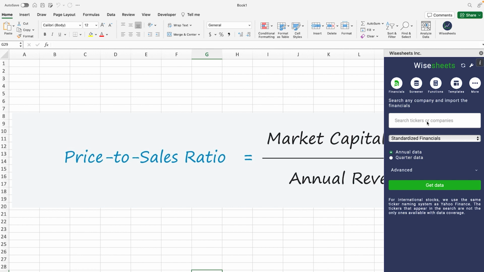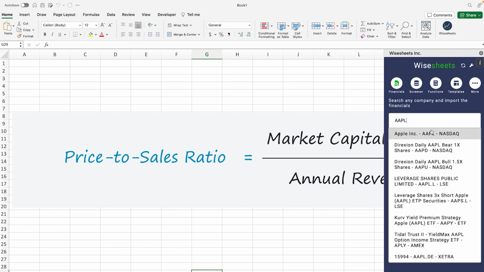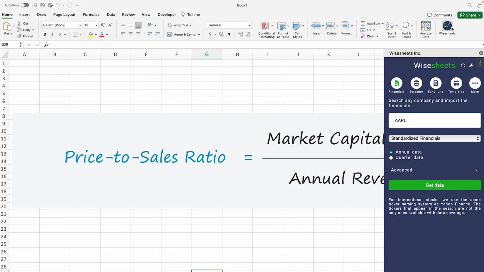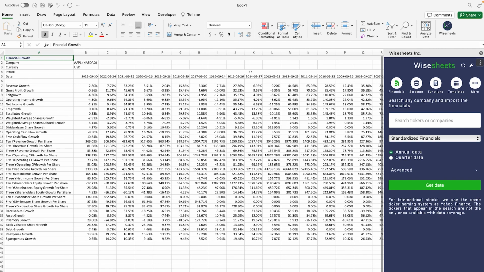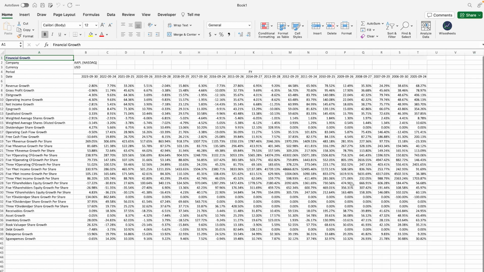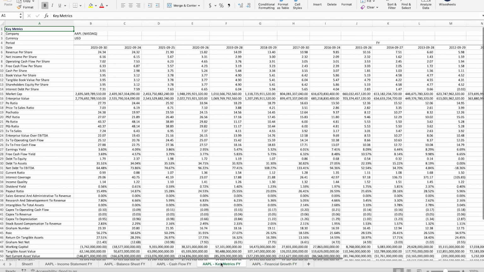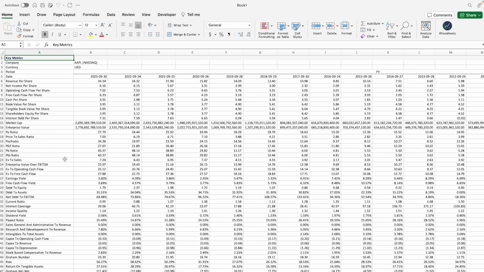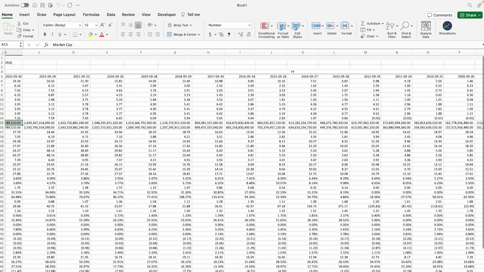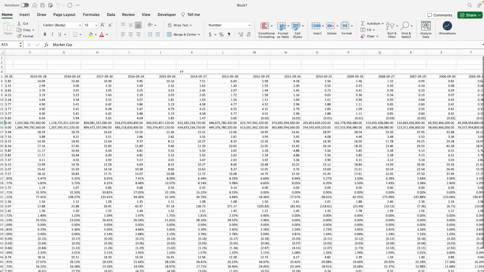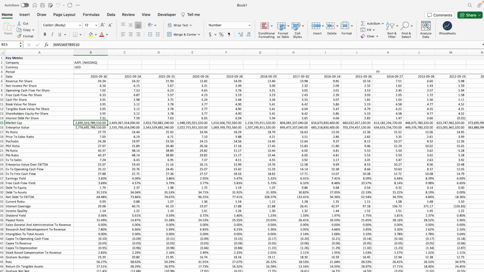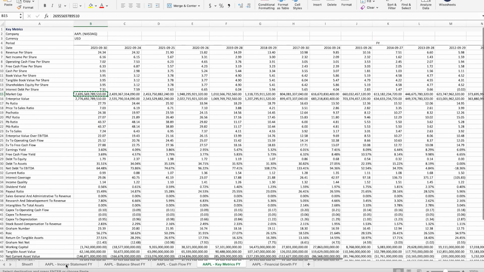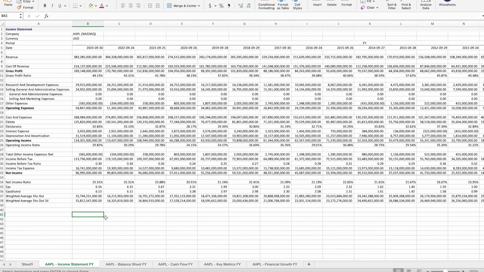For that, we're going to calculate this number for Apple, and the way that we're going to do this is through the Y-Sheets add-on that works on Excel and Google Sheets. So just like this, we're going to get all of the financial statements and the metrics that we need for this particular number. First things first, we're going to go to the key metrics, and right here we have identified the market cap. As you can see, this number is calculated on an annual basis and it goes quite a bit back into the past. So what we're going to do is take this market cap number right here, and then we're going to navigate to the income statement.